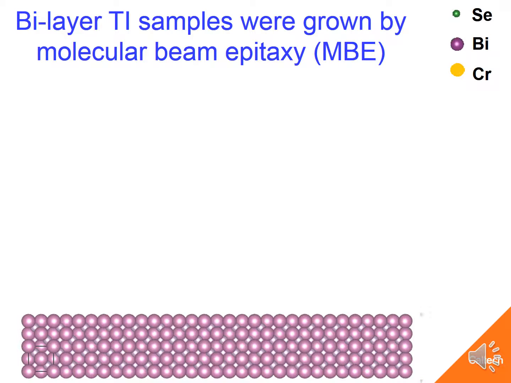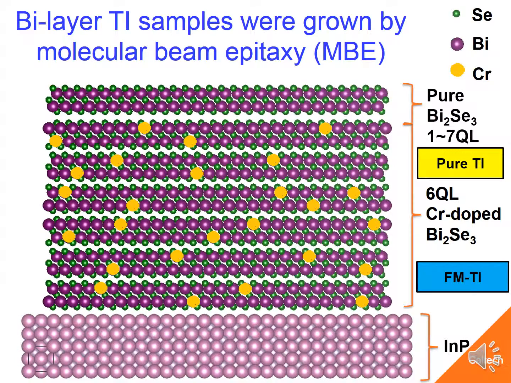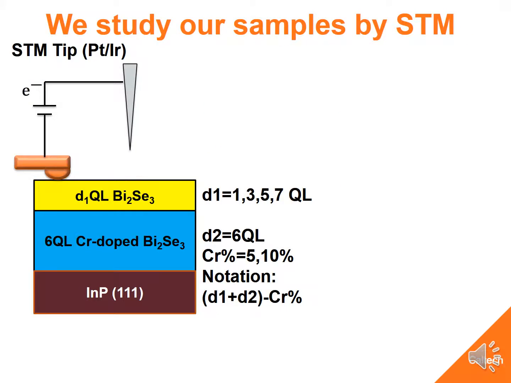First, we use a substrate of indium phosphide, on which we then deposit 6 quintuple layers of chromium-doped bismuth selenide, our ferromagnetic TI, on top of which we deposit 1 to 7 quintuple layers, or D1 layers, of pure Bi2Se3, our pure TI. We then study our samples with scanning tunneling microscopy, where we record both the topography and the spectroscopy of the sample.